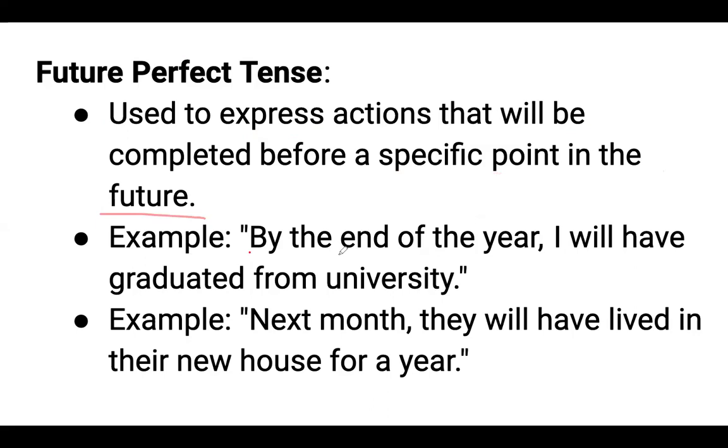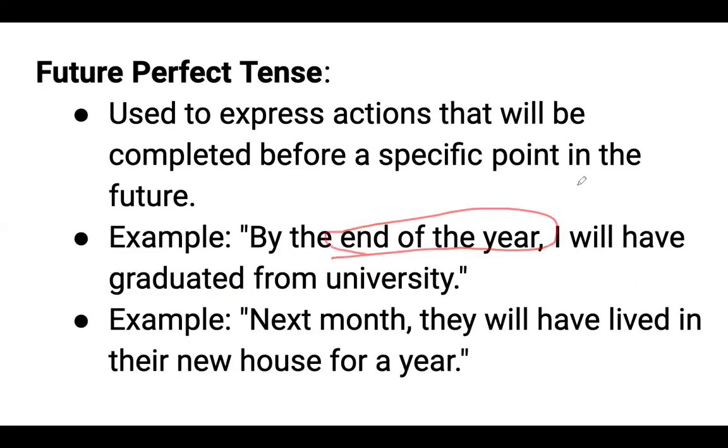Let's say I say, by the end of the year, I will have graduated from university. So what have you used? You use will have and the past participle, graduate becomes graduated. We generally say have graduated in present perfect, but in future perfect we use will have graduated. It means it is not completed yet, but will have been completed by the end of the year.